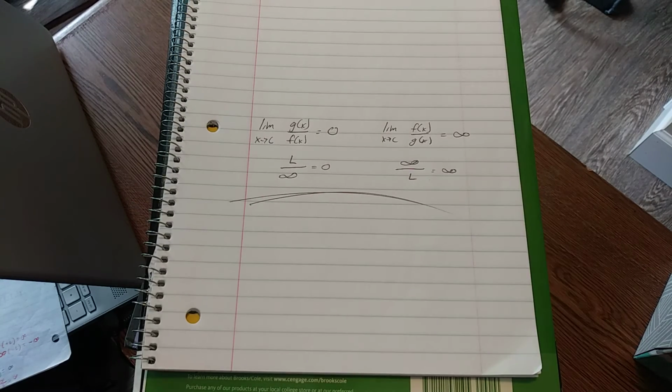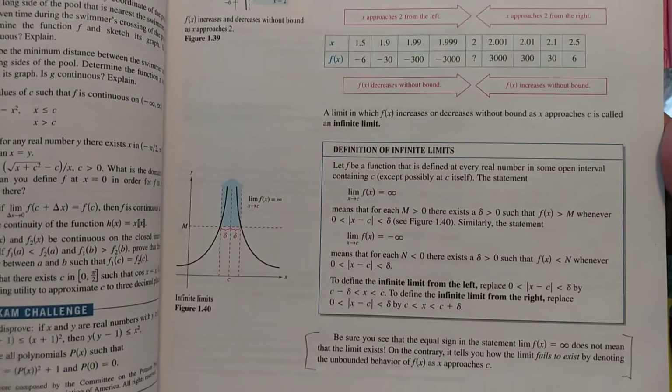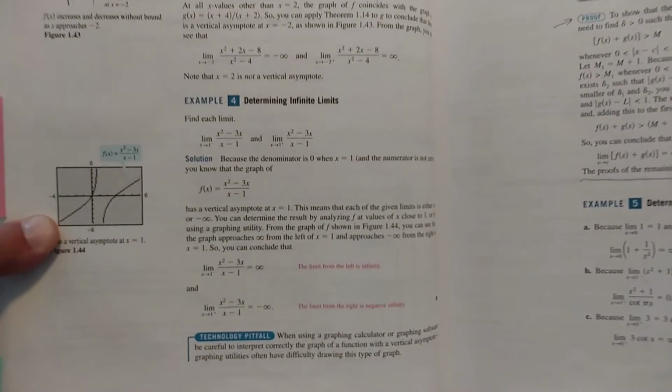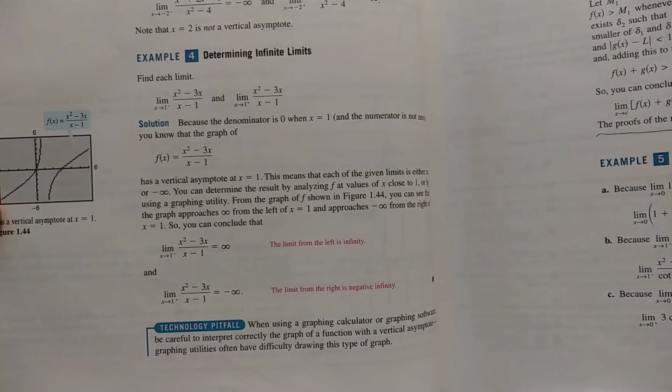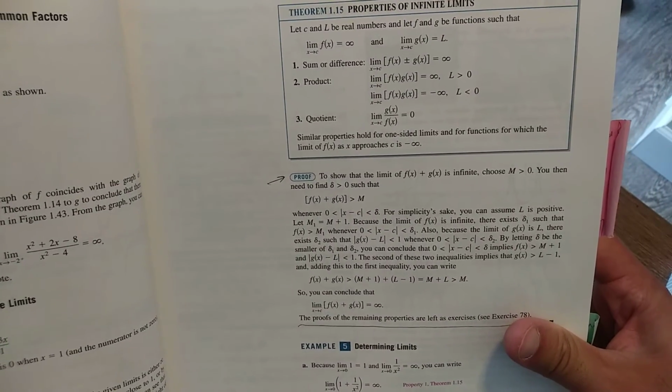Alright, let's look at the book pages. Oh, there's that pen. We have some infinite limits here, in case you want to read some of this. Next page, rational functions. There are those properties.